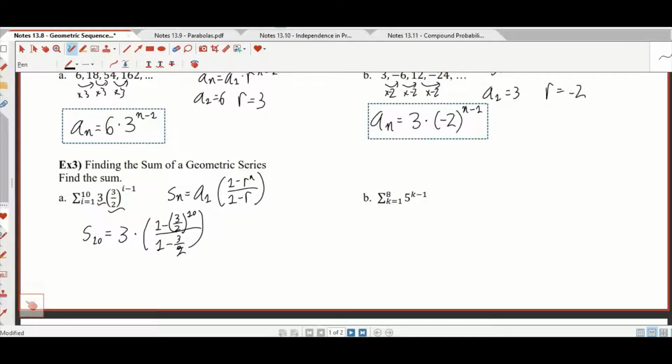And I get 113.33 about. So the sum of the first 10 terms is about 113.33.